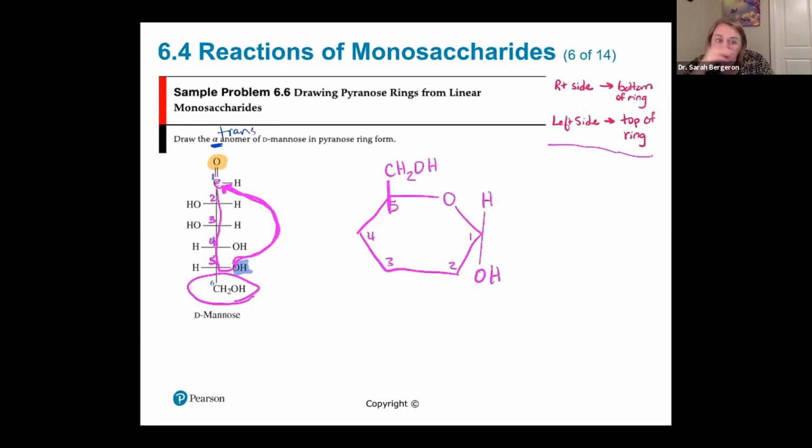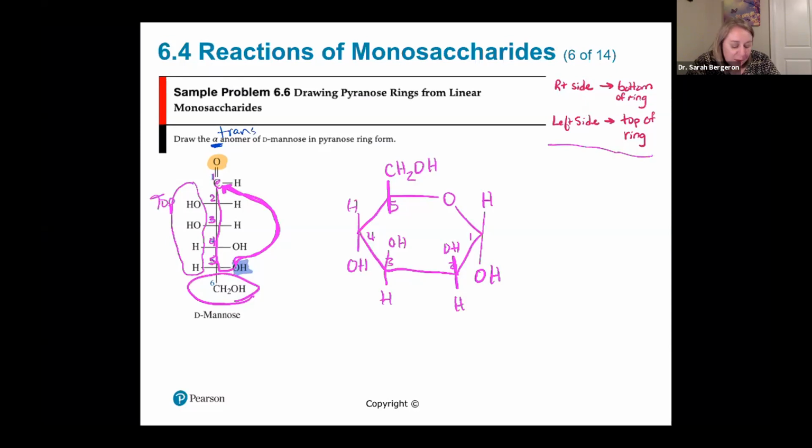Now I'm going to go to carbon 2. Remember, everything on the left side is going to go to the top. So my carbon 2, I have an OH and I have an H. Carbon 3, OH is on the top, H. Carbon 4, I have a hydrogen on top and then a hydroxyl.